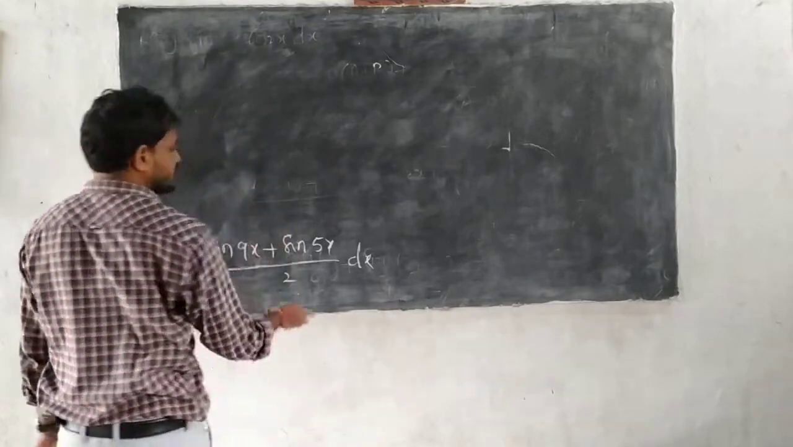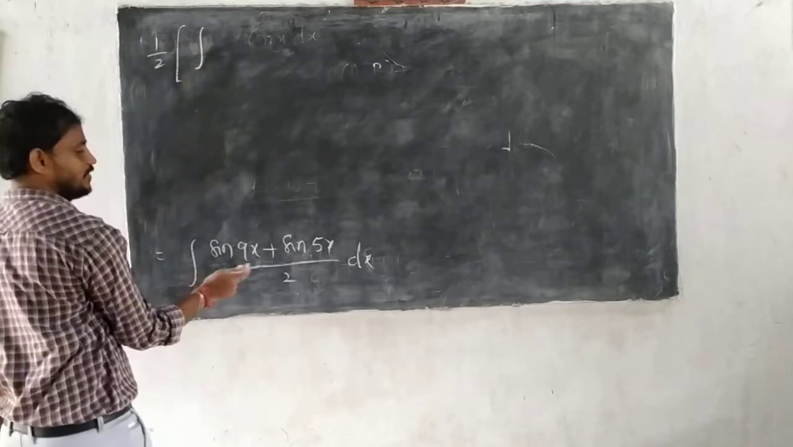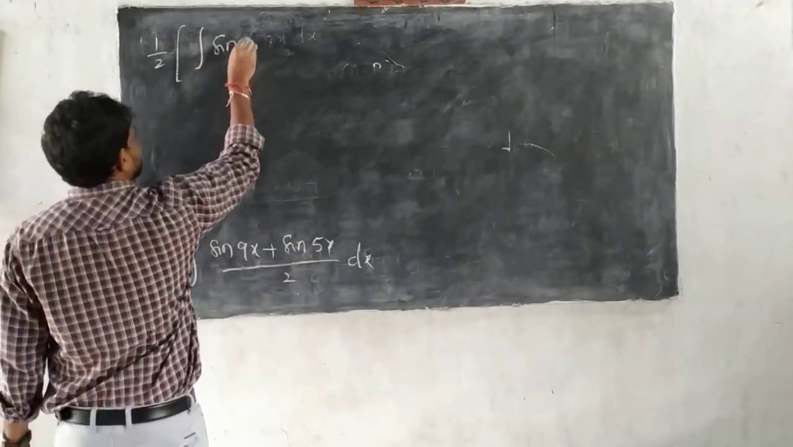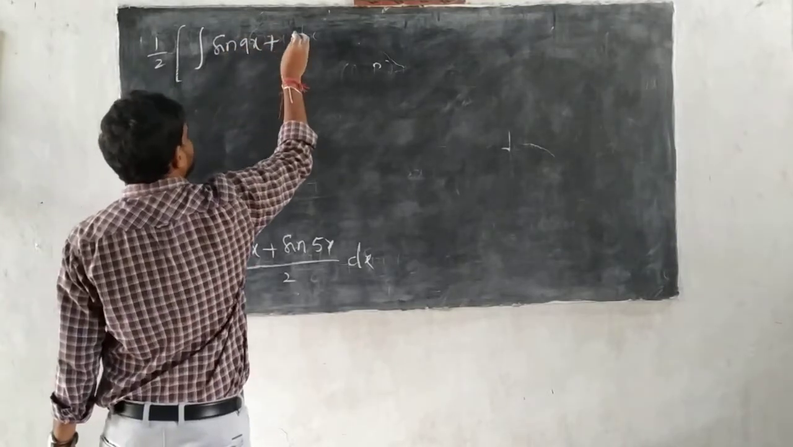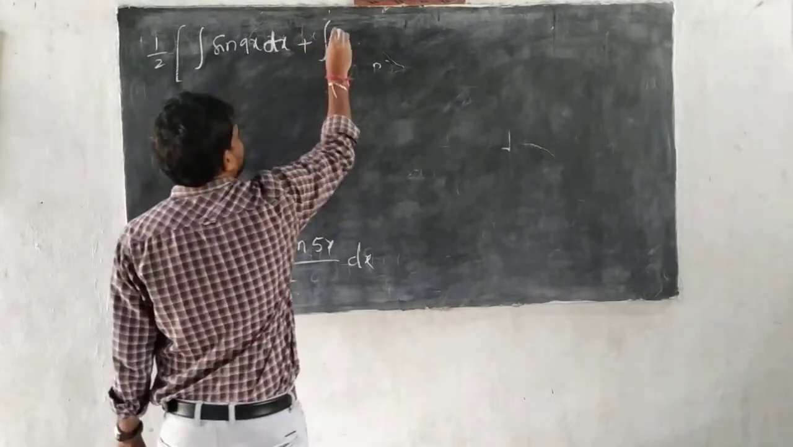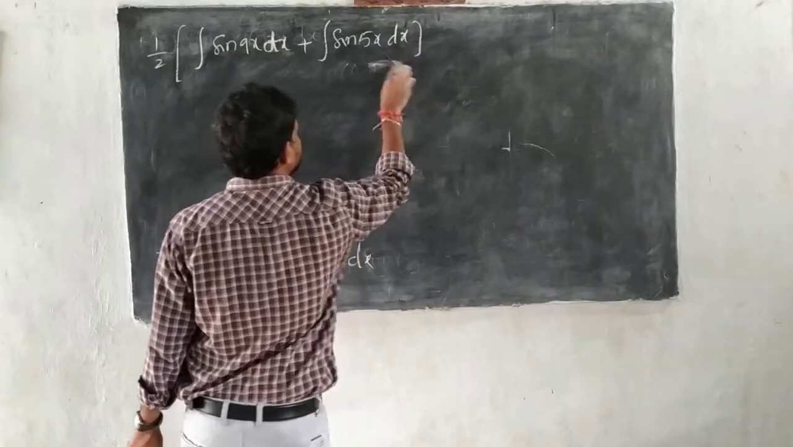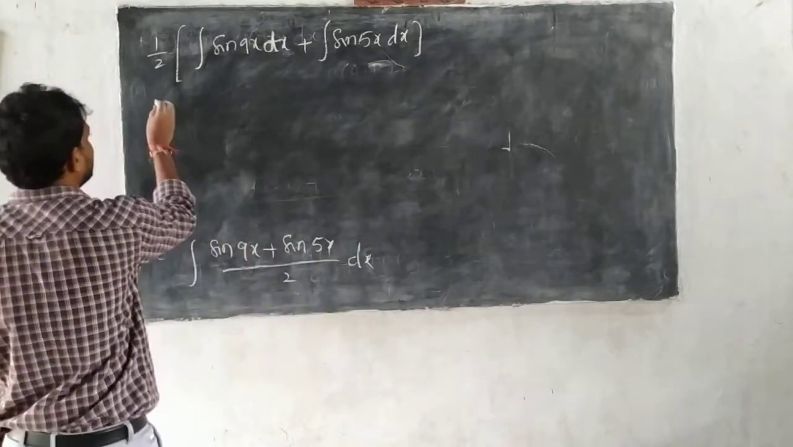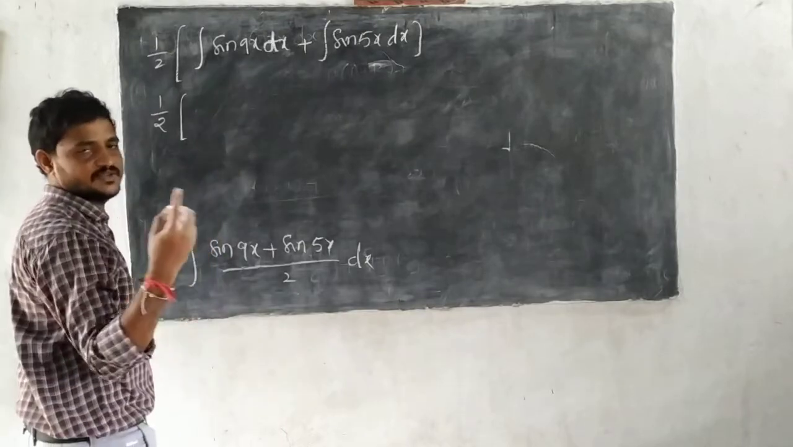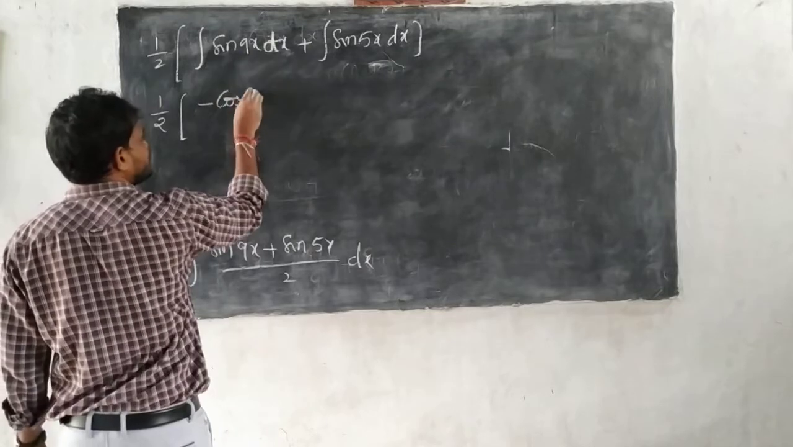Write this 2 outside first. 1 by 2 of integral. Again we have 2 terms, so make it separate. Integral sin 9x into dx plus integration sin 5x into dx. Then integrate 1 by 2 of integration of sin 9x. Integration of sin x is what? Minus cos x. So minus cos x, in place of x we have 9x.